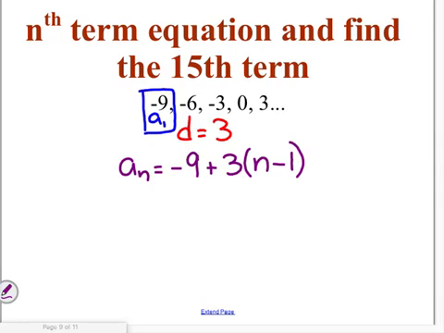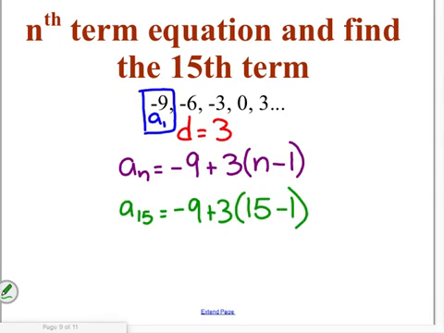This is the equation that we could plug into to find that term in the sequence. If, for example, our common difference had been negative 3, then instead of this plus sign right here, we would have a minus. But since we're going up by 3, it is a plus. The next thing it asks us to do is find the 15th term. So we would say A15, because that's the number we want, is equal to our first term plus our common difference times 15 minus 1.